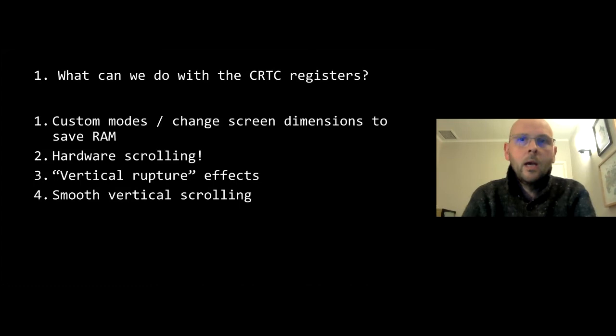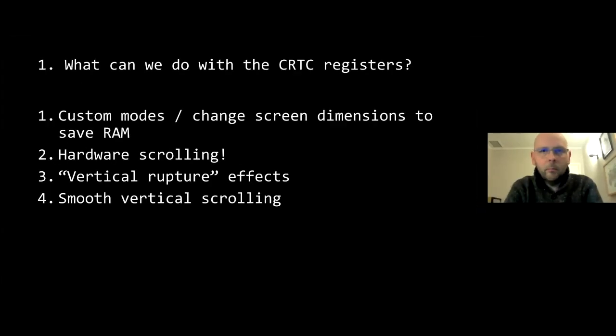So let's start with why would we want to do this? Why would we want to hack around with the CRTC registers? Probably the most common thing that people want to do is to set up their own custom screen modes. And we've already seen that in some of the demos today. You want to change the screen dimensions, and this can save us some RAM. Obviously, a 20K screen buffer out of 32K is a big chunk, doesn't give us much left.